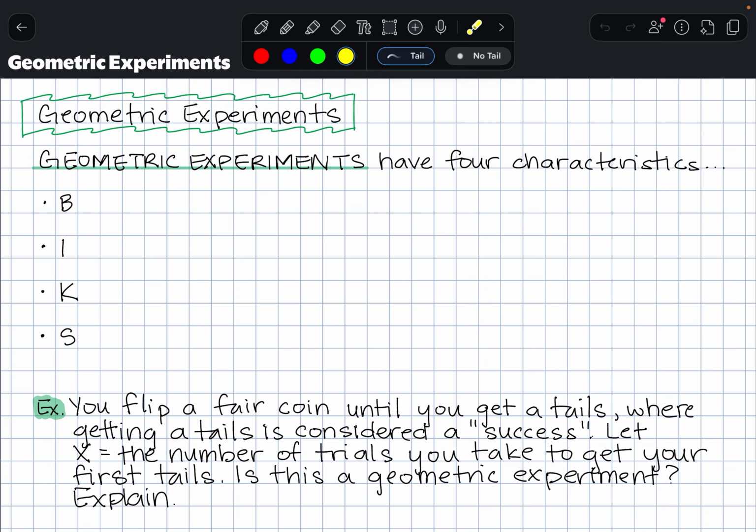Much like binomial, the geometric experiment or the geometric setting has 4 characteristics, and you're going to notice a lot of overlap here. 3 of the 4 are the same that we check for binomial. The first is the binary condition. I need only 2 outcomes. And just like with binomial, we are going to call these success or failure.